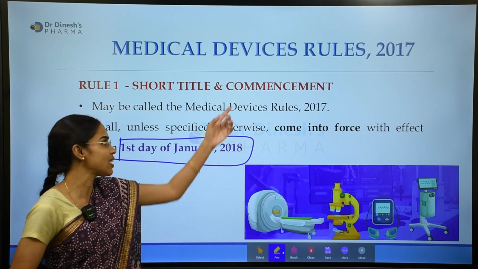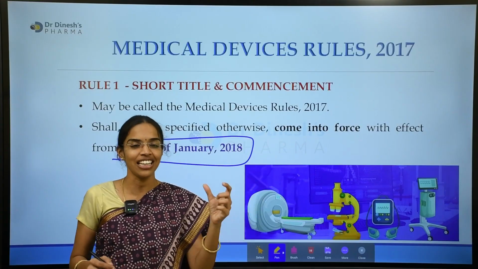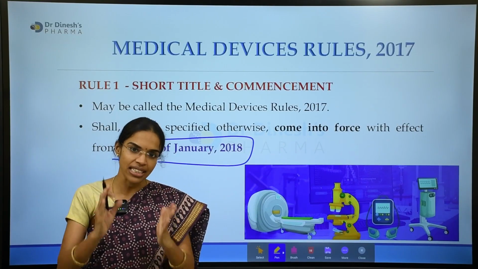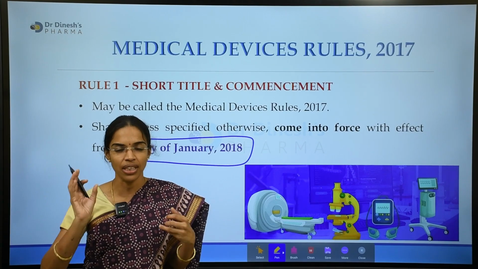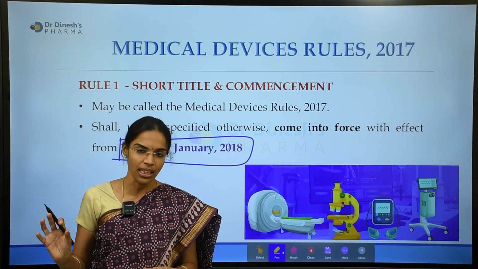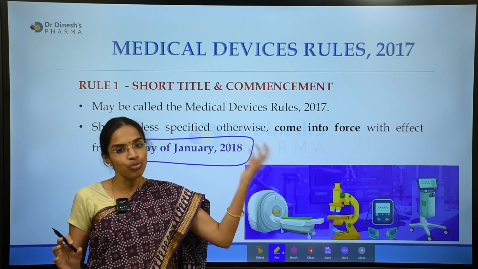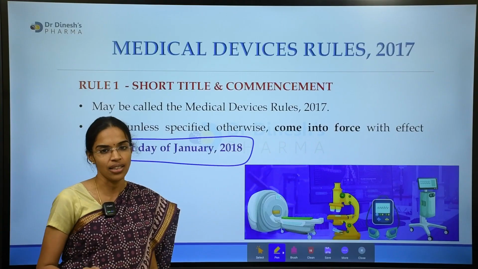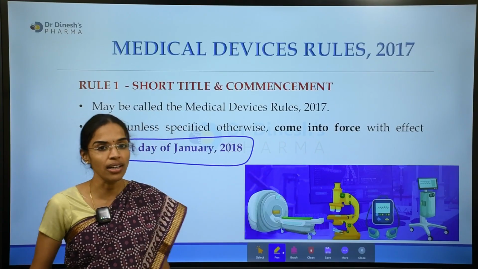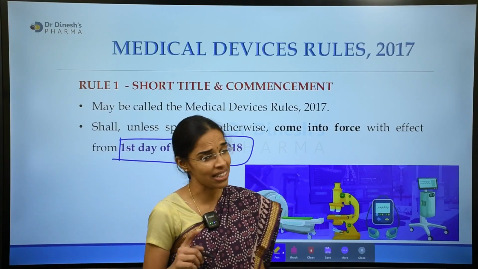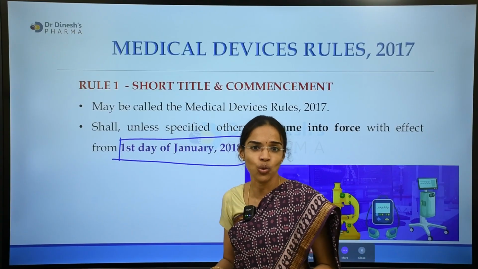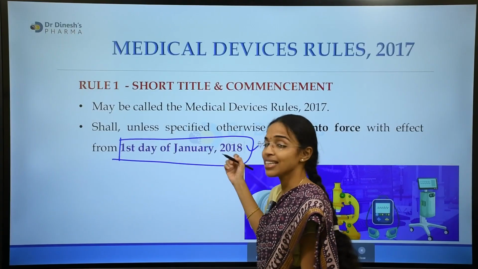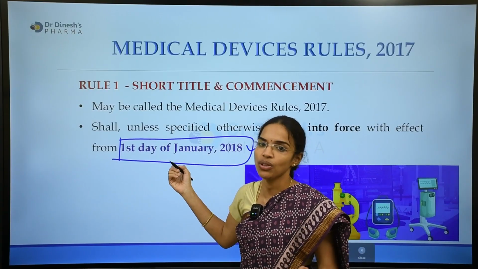We may get questions, and because the title indicates 2017 we may get confused. It was given around October 2017, but it is deemed to come into force from the 1st of January 2018. So this is rule 1, short title and commencement. It is very simple, but we need to remember that it started from 1st of January 2018.